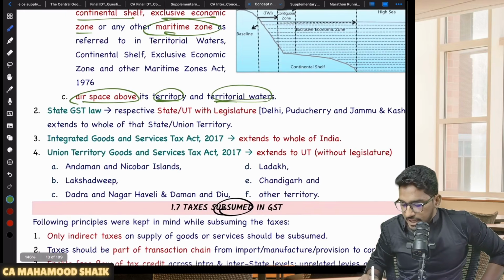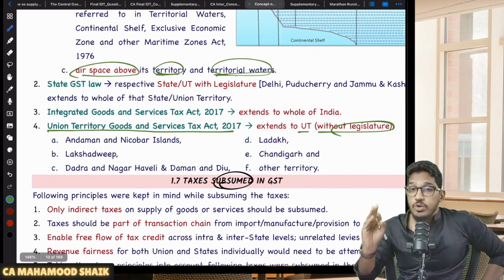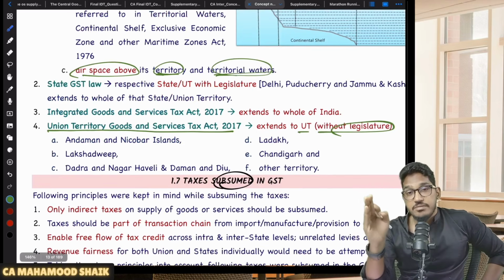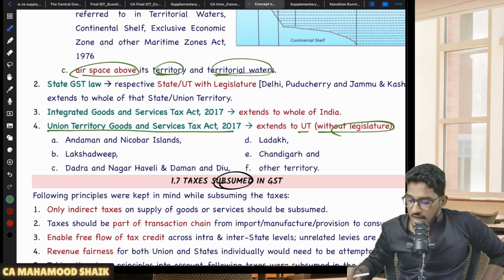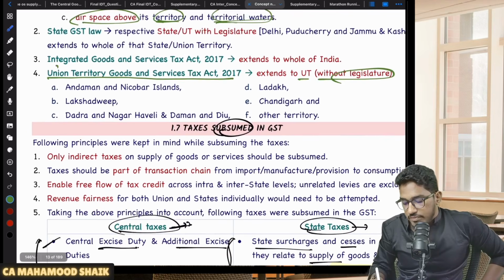And we have the Union Territory Act, the UTGST Act. This UTGST Act extends only to those union territories without legislature. I already told you 3 union territories are there with legislature. They will also be treated equal to states, and they will have their state level SGST acts. But for whatever remaining union territories are there without any legislature, we have one single act, the UTGST Act, that will become applicable.